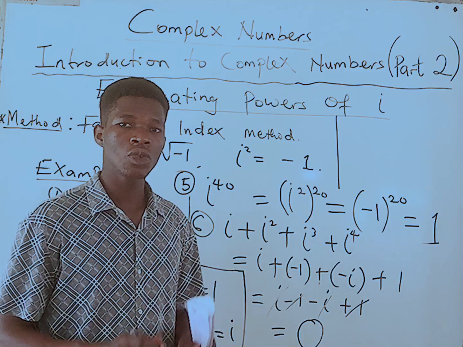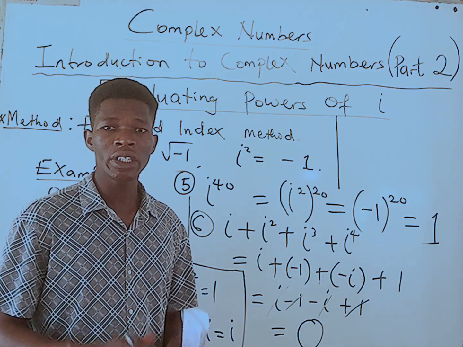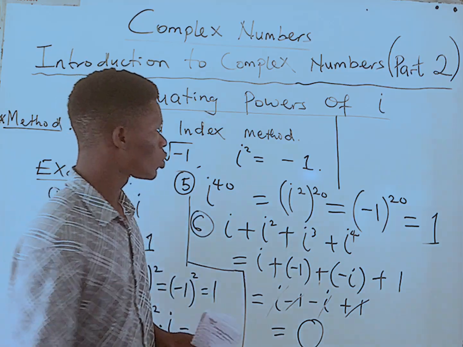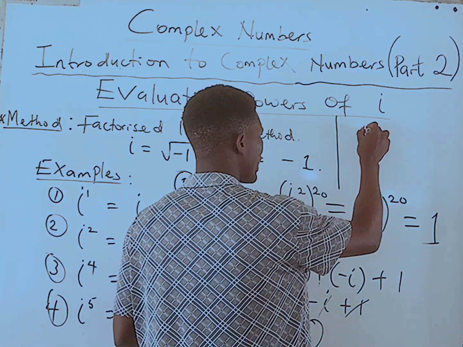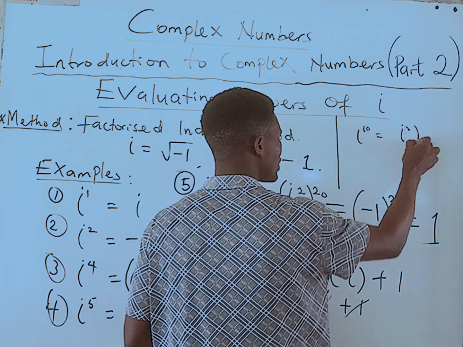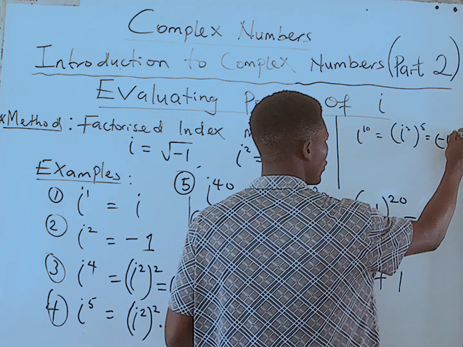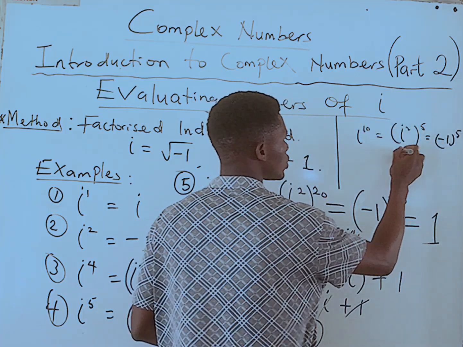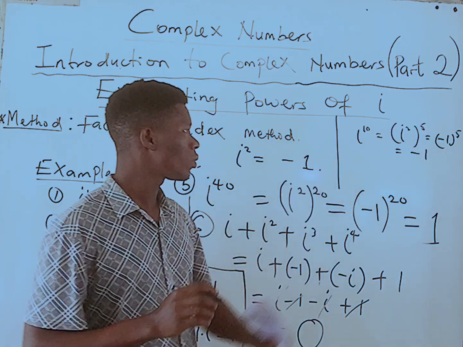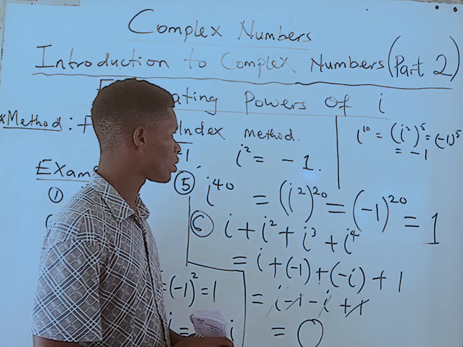Now let's quickly have a recap on how to evaluate the powers of i. All we need to do is express it as a product of 2 and an integer. For example, if we have i raised to the power of 10, what we do is express 10 as a product of 2 and 5, and this gives us minus 1 raised to the power of 5. 5 is an odd number, which gives us a negative 1. This is actually simple because 2 is a factor of 10, or we say that 10 is a multiple of 2.